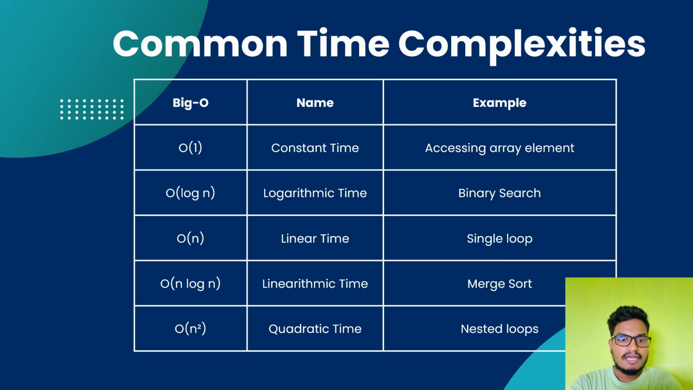Exponential time and O of n factorial time. These are extremely inefficient. They grow so fast that they are unusable for large inputs. Examples are solving the traveling salesman problem or generating all subsets of a set. These are often seen in backtracking or a recursive problem like the Fibonacci sequence.